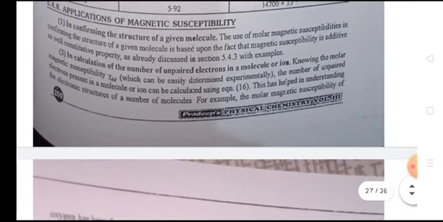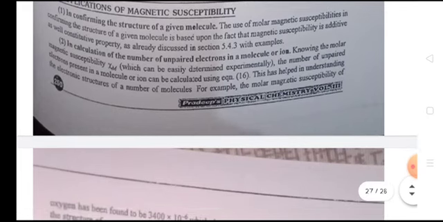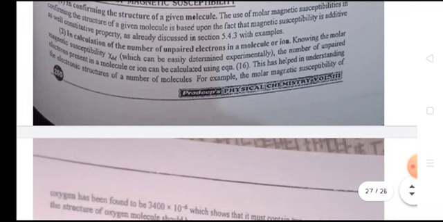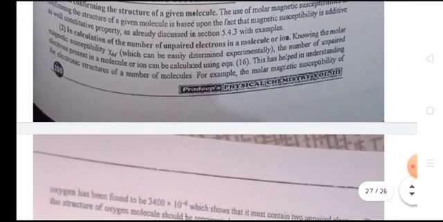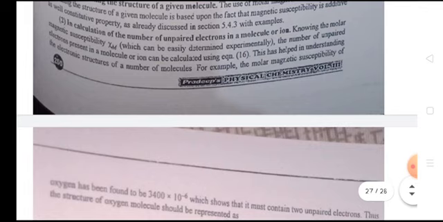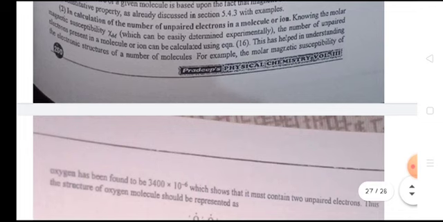Applications of magnetic susceptibility. First, in confirming the structures of a given molecule. The use of molar susceptibilities in confirming the structure of a given molecule is based upon the fact that magnetic susceptibility is an additive as well as a constitutive property. Second, in calculation of the number of unpaired electrons in molecules, knowing the molar susceptibility. The number of unpaired electrons present in a molecule or ion can be calculated. This has helped in understanding the electronic structures of a number of molecules.